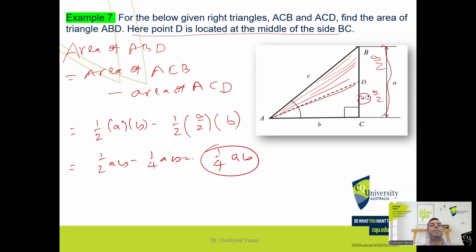That's the area. What is the unit here? We don't know. Just unit square, because we don't know whether centimeter, meter, kilometer.